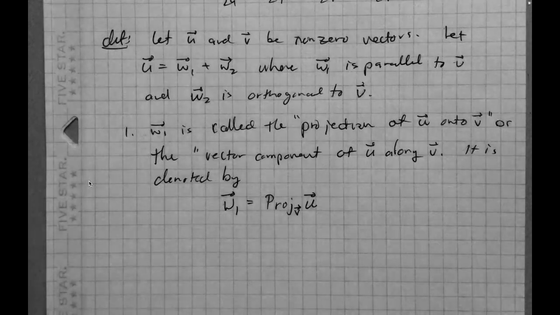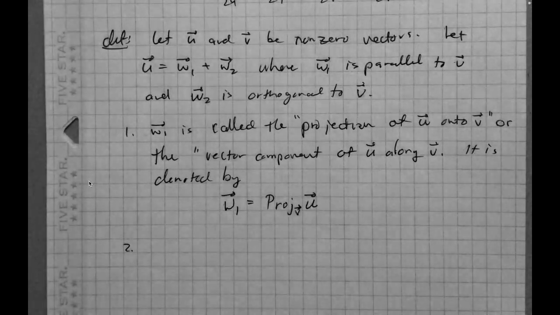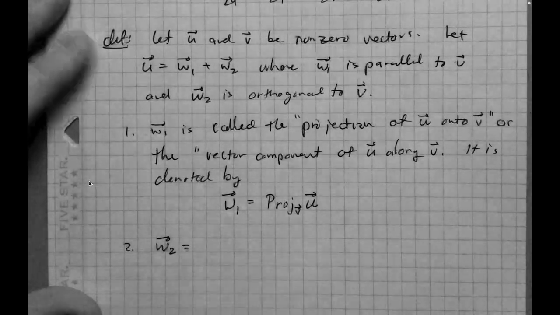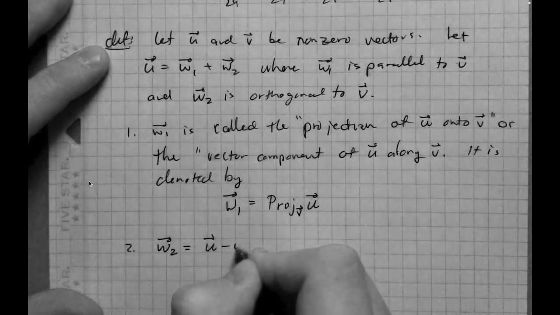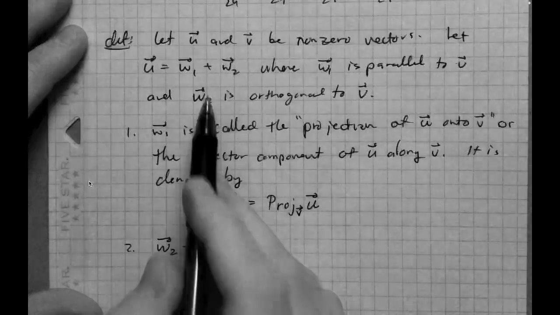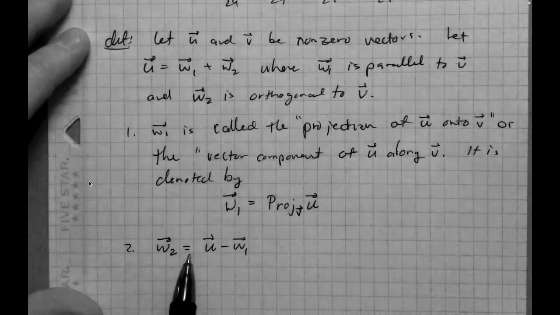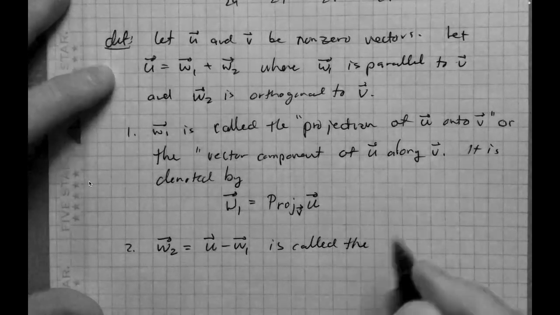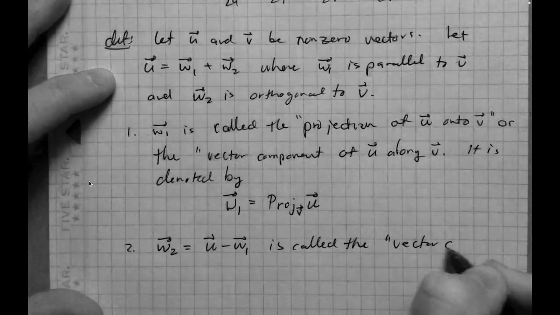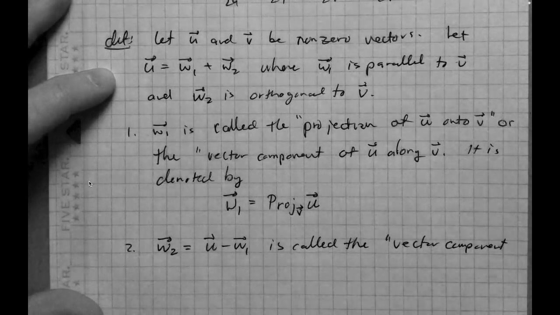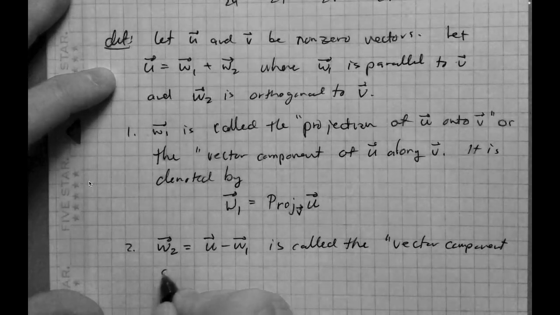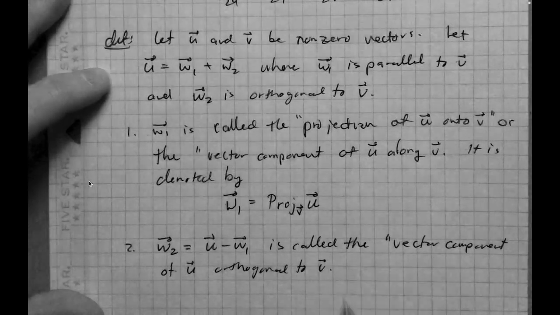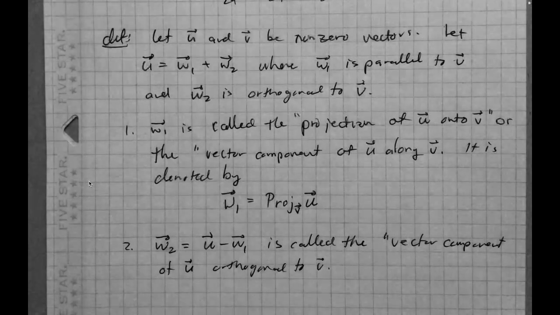Now what's the second piece of this? The second part says that w2 is equal to u minus w1, naturally, just because u is equal to w1 plus w2, so it's just algebra there, and is called the vector component of u orthogonal to v. Right, so this is all very cryptic.